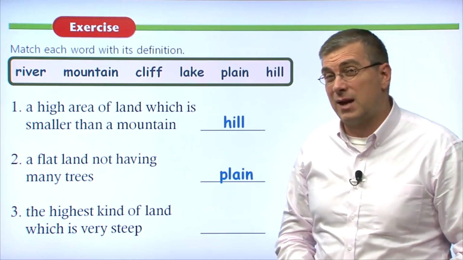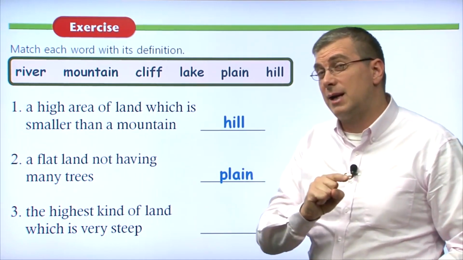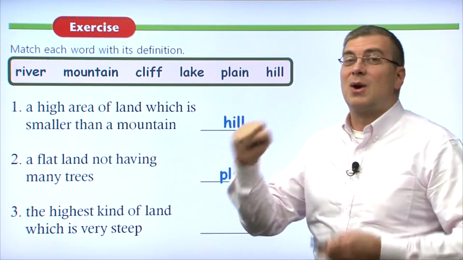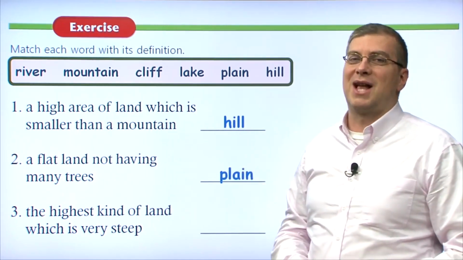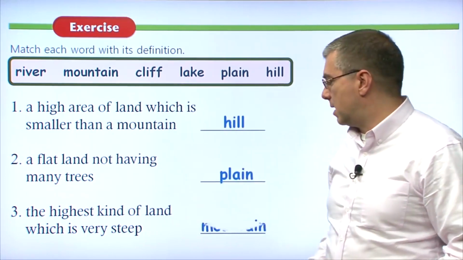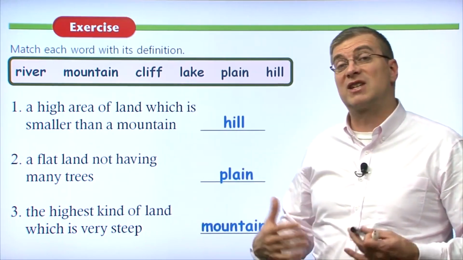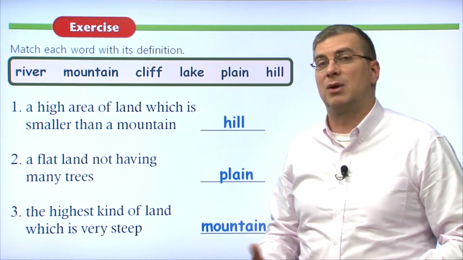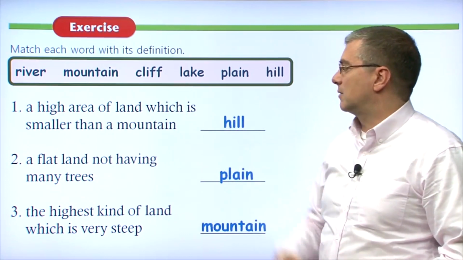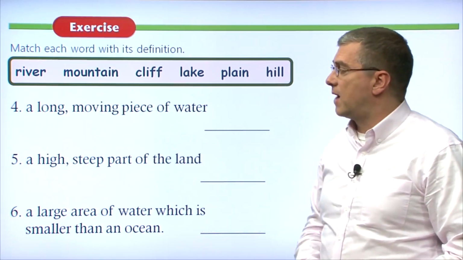Number 3, the highest kind of land. The highest kind of land. Remember Mount Everest, right? Which is very steep. You have to be a very skilled mountain climber to climb up Mount Everest. And I gave you the answer right there. Of course, it's mountain. You have to be a skilled mountain climber to climb up to some very high mountains. Okay, so mountain.